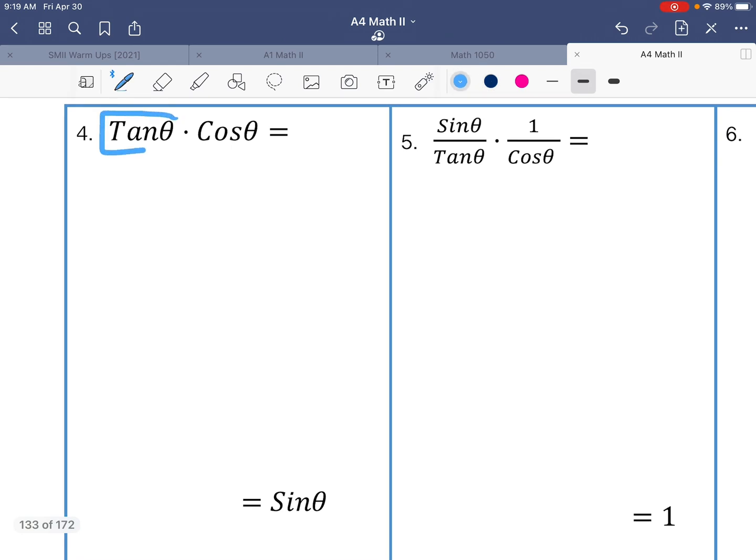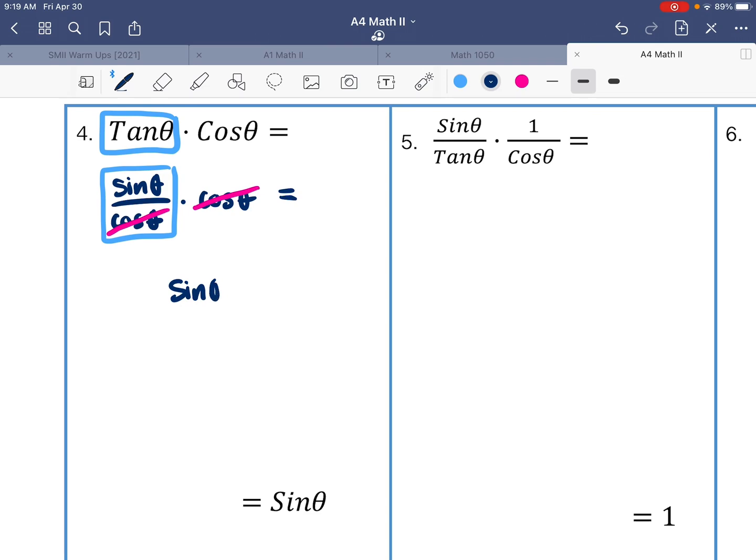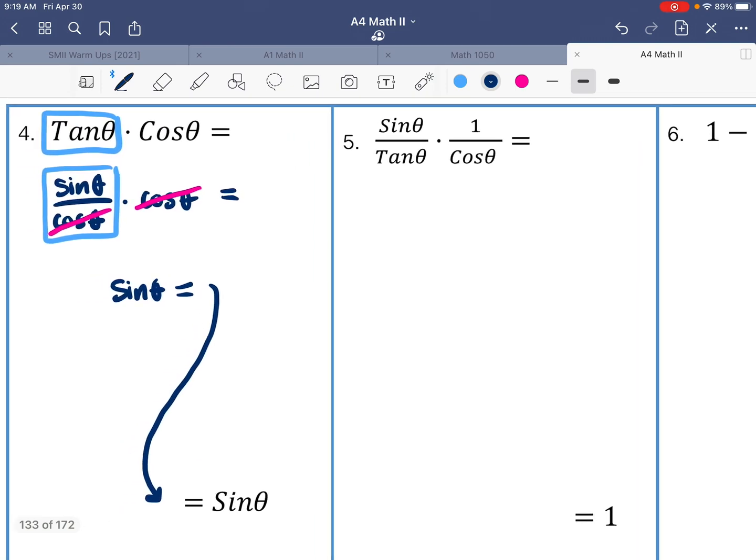This one I'm going to do the same thing. I'm going to take tangent and replace it with sine of theta over cosine of theta. And this is still times cosine of theta. We now notice that we have a cosine on the bottom and a cosine on the top, which means we are left with only sine of theta on the top, which is what we wanted to get to down there.